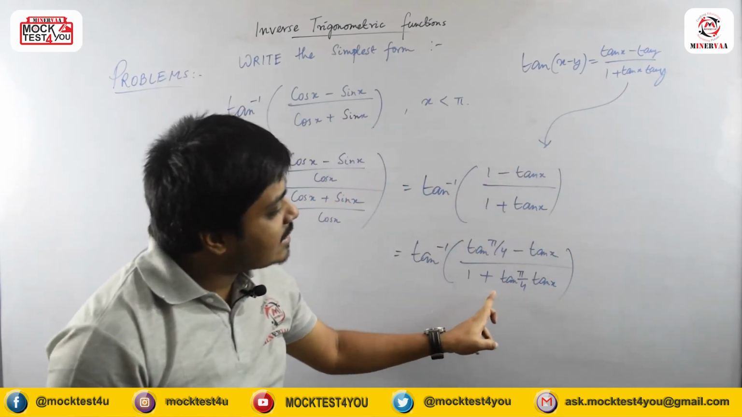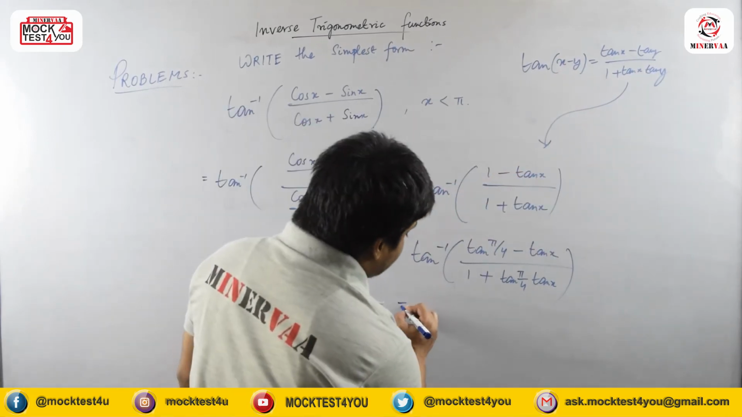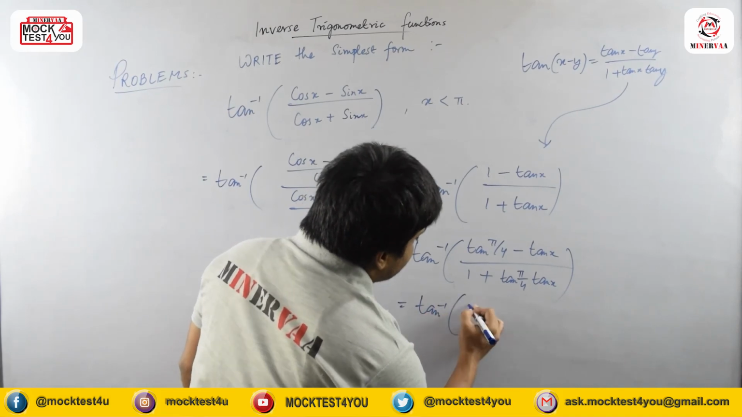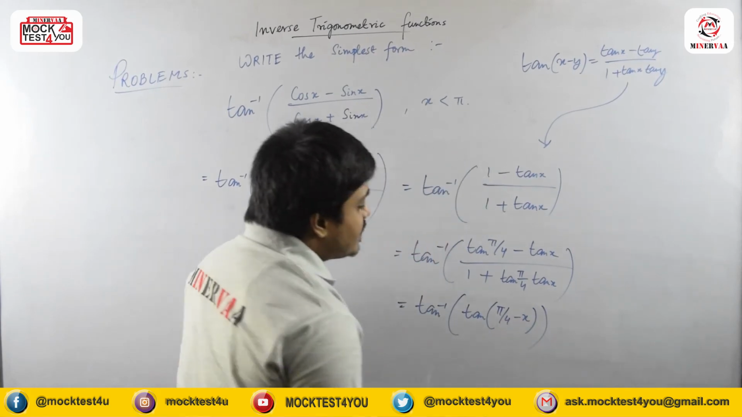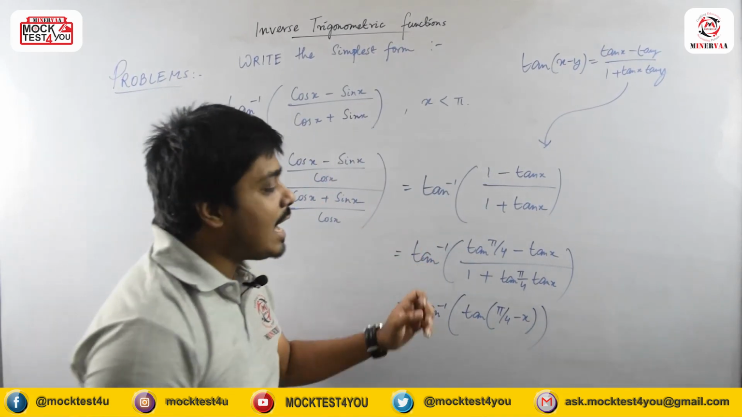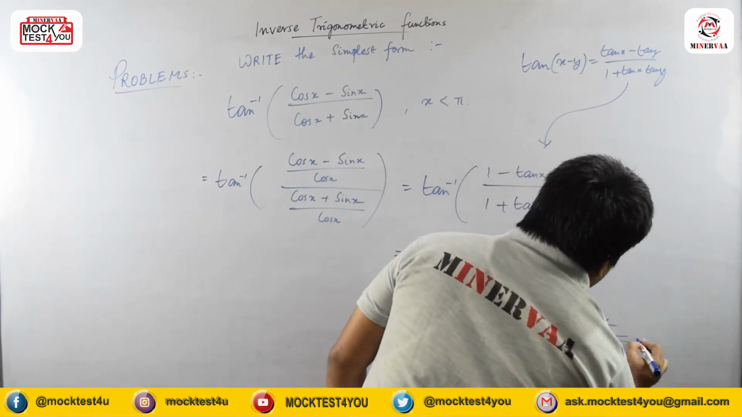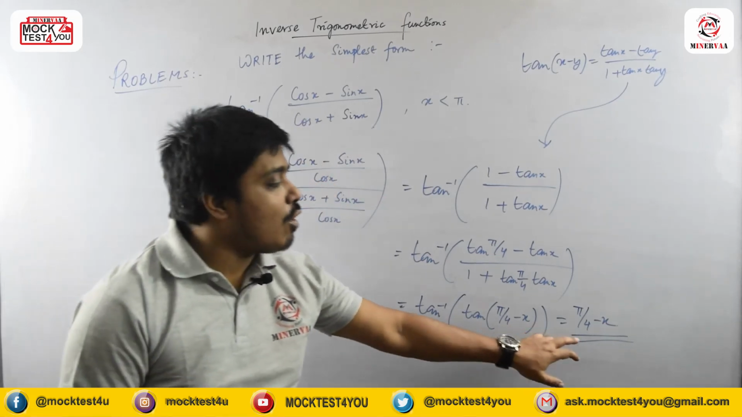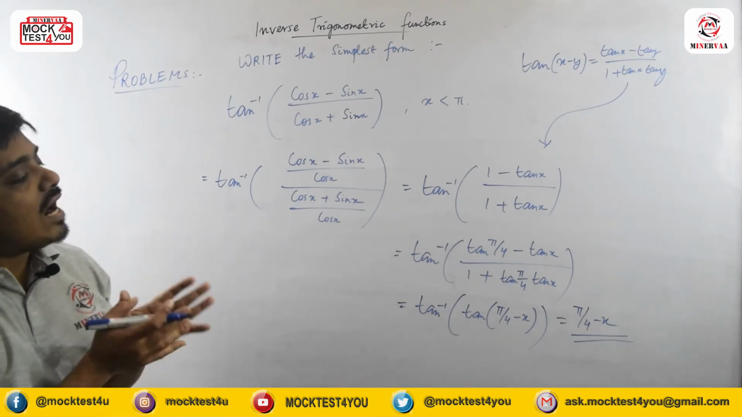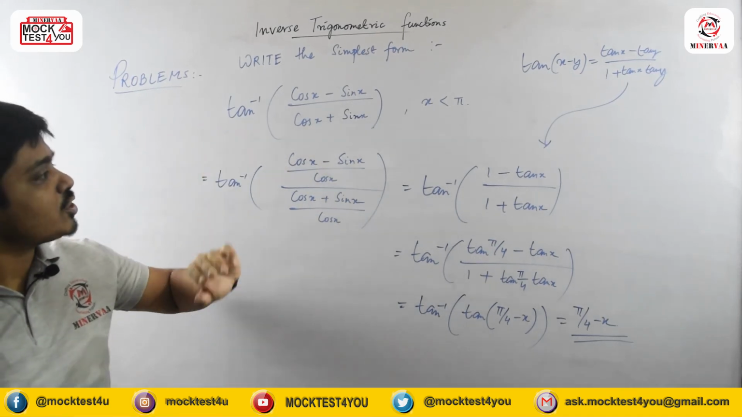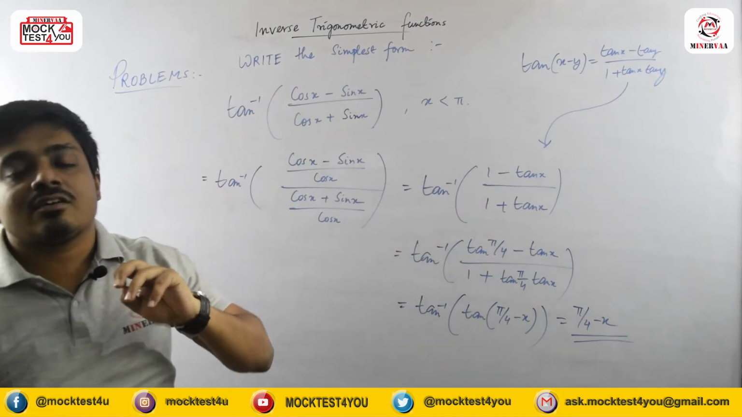And once we see this one is the same as this formula, we can write tan of pi by 4 minus x. So this becomes tan inverse tan of pi by 4 minus x. So now we see that tan inverse and tan go away, and what we have is pi by 4 minus x. So that's how we get the simplest form of this inverse trigonometric function. So all we had to do was to remove that inverse trigonometric function by introducing tan inside that tan inverse function.